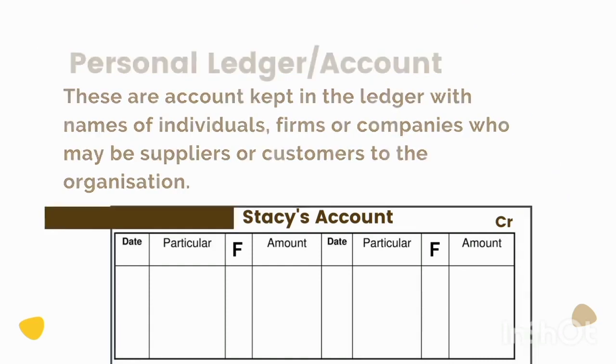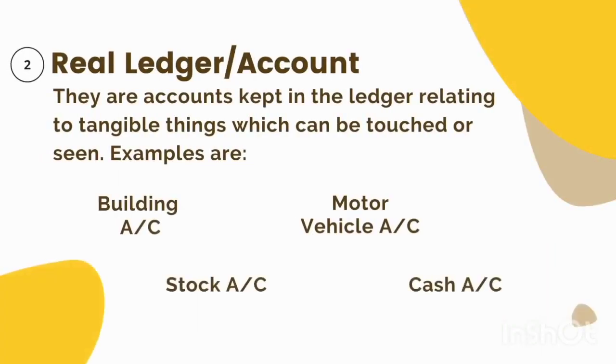Now, the real ledger or real account. This refers to the kind of account that is kept in the ledger relating to tangible things. When we say tangible things, we are referring to things that you can touch. For example, we can have building account, motor vehicle account, stock account, and what have you.